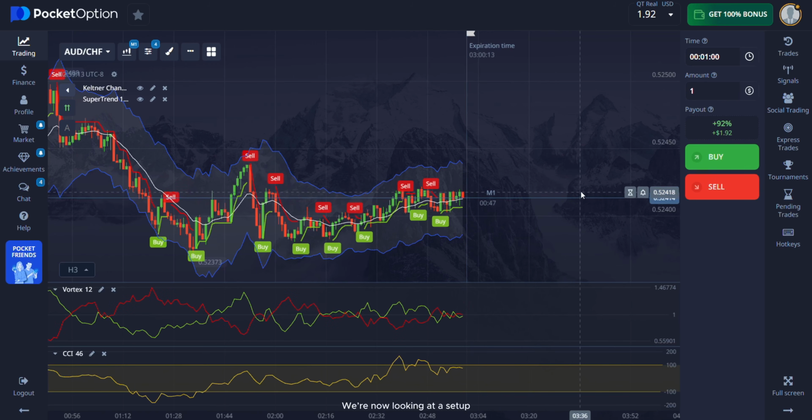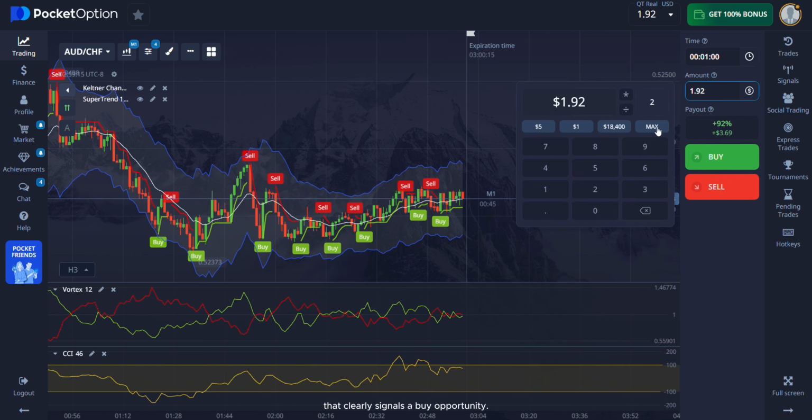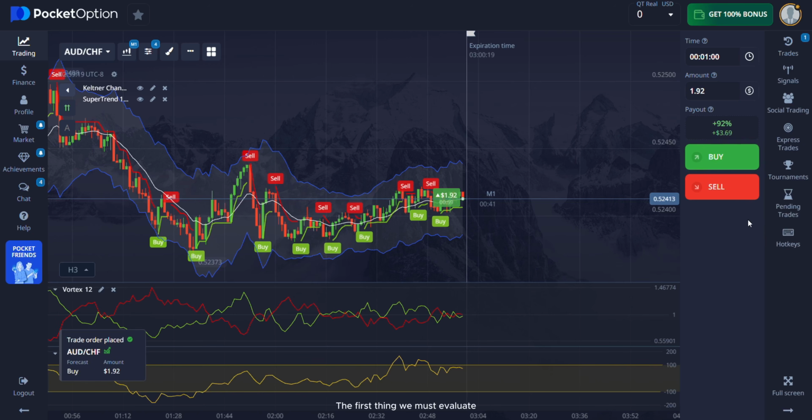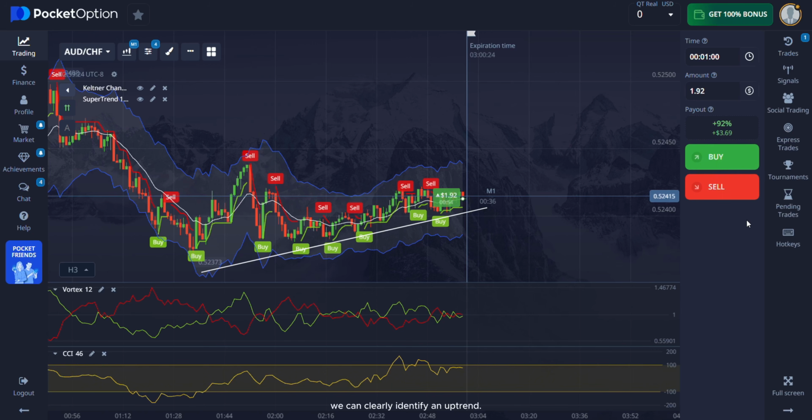We're now looking at a setup that clearly signals a buy opportunity. The first thing we must evaluate in this strategy is the trend direction, and here we can clearly identify an uptrend. It's also important to note that the price is moving within the boundaries of the Keltner channel, and as the direction shifts, the Supertrend indicator gives us a signal. In this case, it's a buy signal.